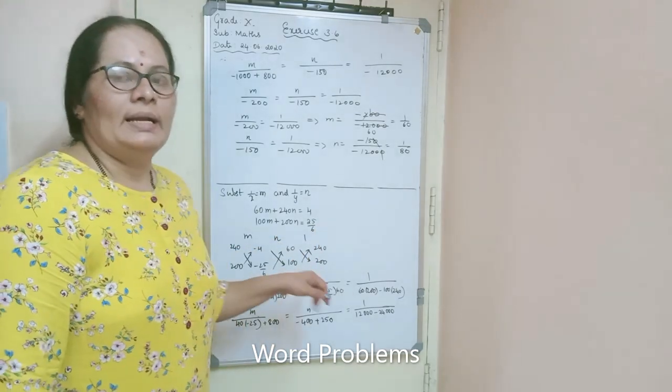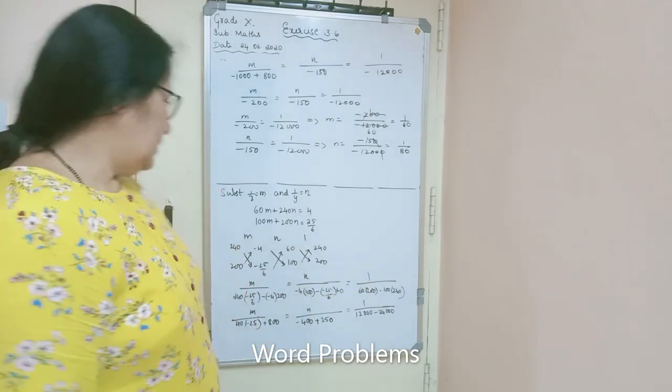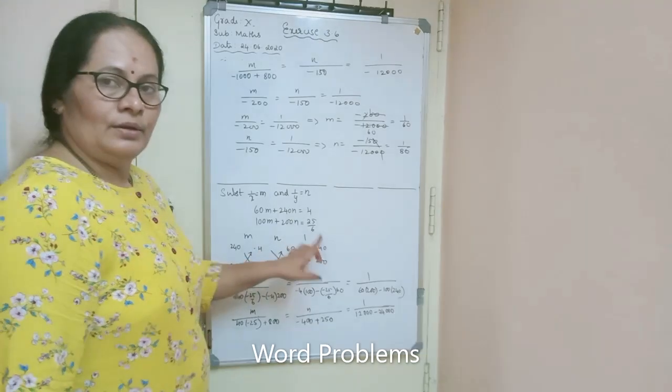Now use cross multiplication to find m and n values. So m, n, 1, constant.